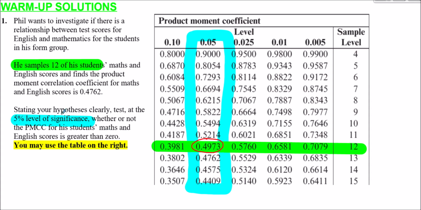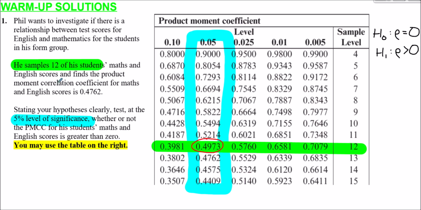It does say in the question to state your hypotheses clearly. So H0, we always assume for testing if there's correlation for the PMCC, H0, we always assume that there's going to be a correlation of 0. So H0, we're assuming that the population correlation between maths and English is 0. Whereas the alternative hypothesis, H1, we're going to see if the alternative hypothesis that there is a positive correlation is true. So that's our hypotheses.